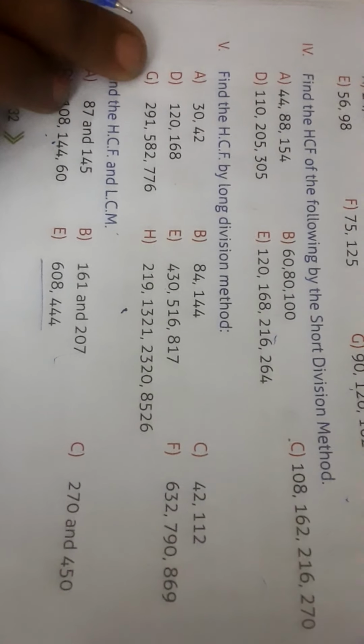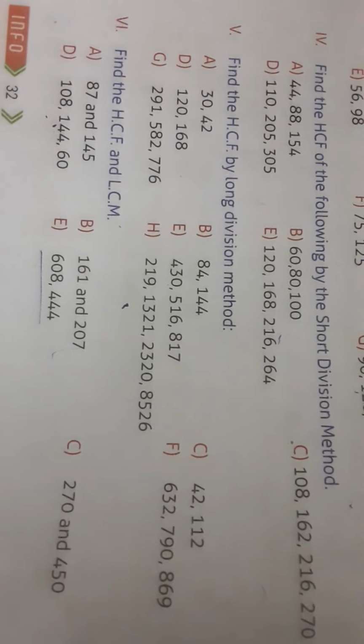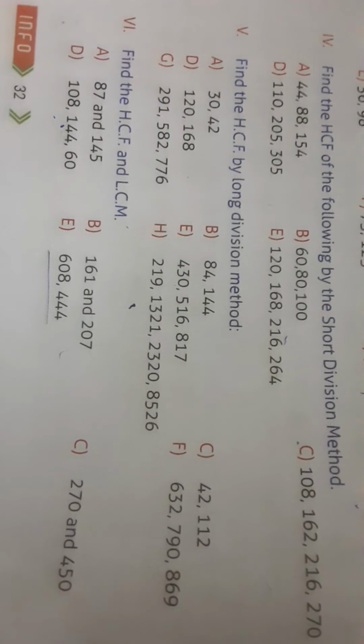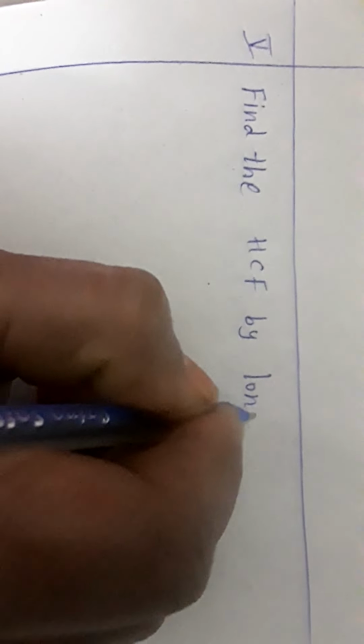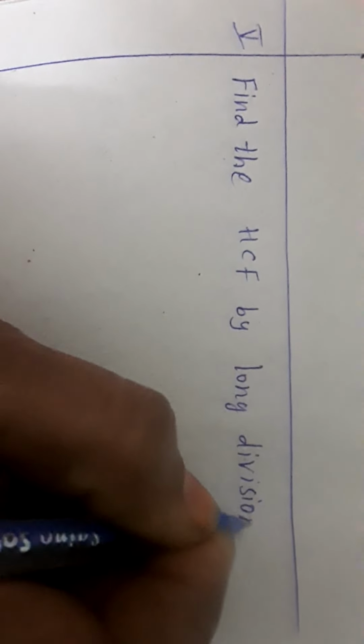Today we are doing sums in activity 5, fifth Roman. First, fifth Roman, find the HCF by long division method. Find the HCF by long division method.